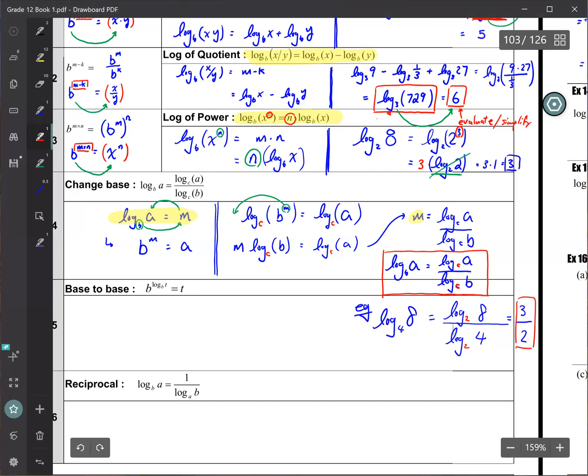Okay, for log base 4 of 8, if you try to do counterclock with the original question, it takes more time. But if you change base, then it will work. Okay, and you can double check. To check, you just write 4 to the 3 over 2 and see if it equals 8. It should equal 8.